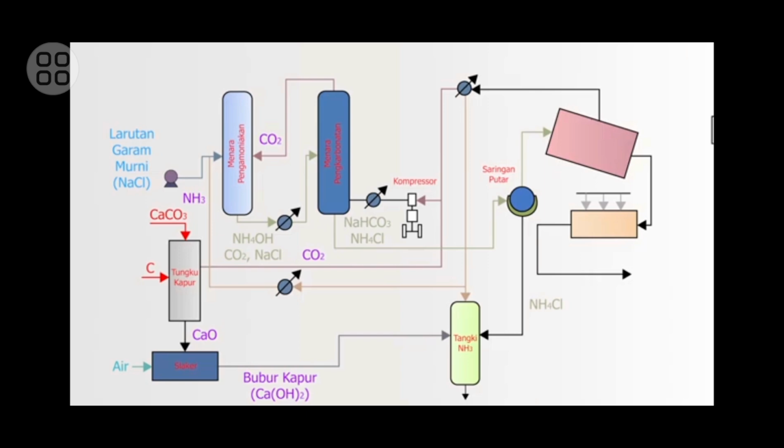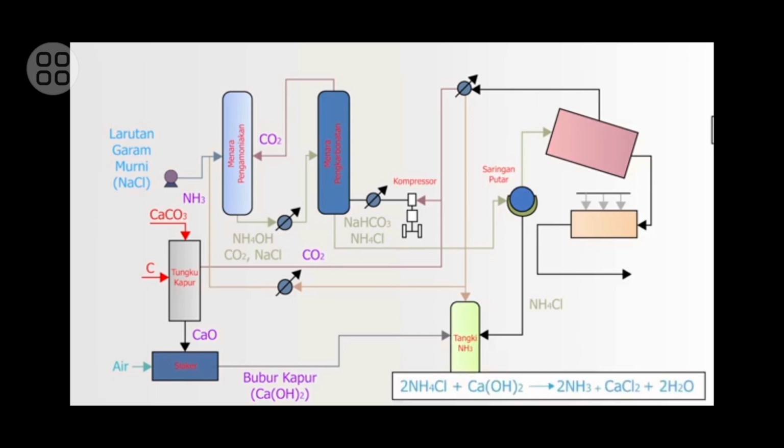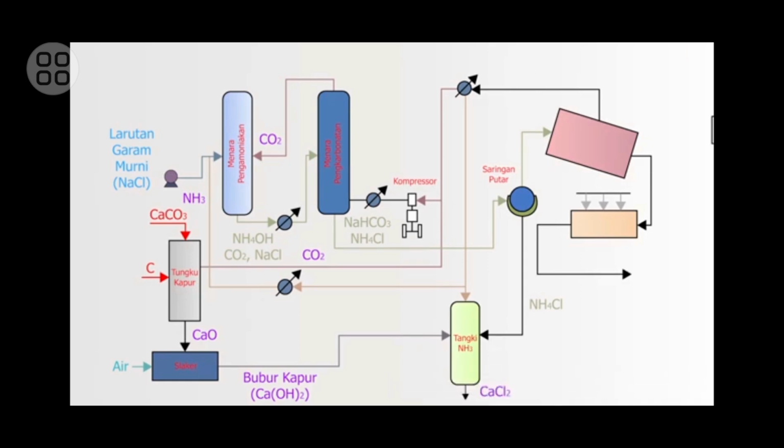NH4Cl, which will flow to the NH3 tank, where the NH4Cl will react with the lime slurry, resulting in a reaction: 2 NH4Cl plus Ca(OH)2 produce 2 NH3 plus CaCl2 plus 2H2O. The resulting CaCl2 residue is a byproduct. Meanwhile, the NH3 produced will flow to the ammonia tower as raw material.